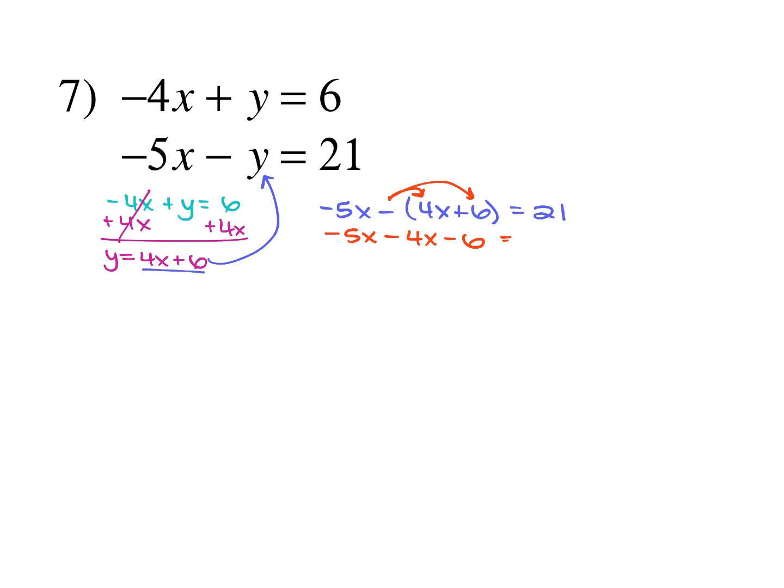If you combine like terms here, that negative 5x minus 4x is negative 9x minus 6 is equal to negative 21. You're going to add the 6 to both sides. So this gives you negative 9x is equal to negative the 21. This becomes 11. This becomes 1. So that's negative 15.